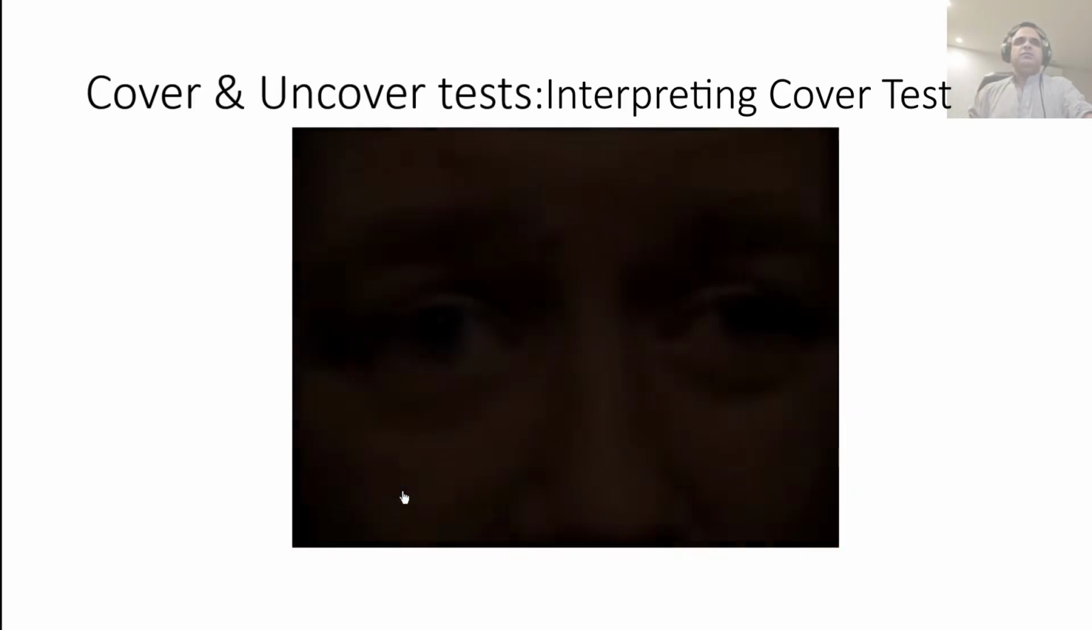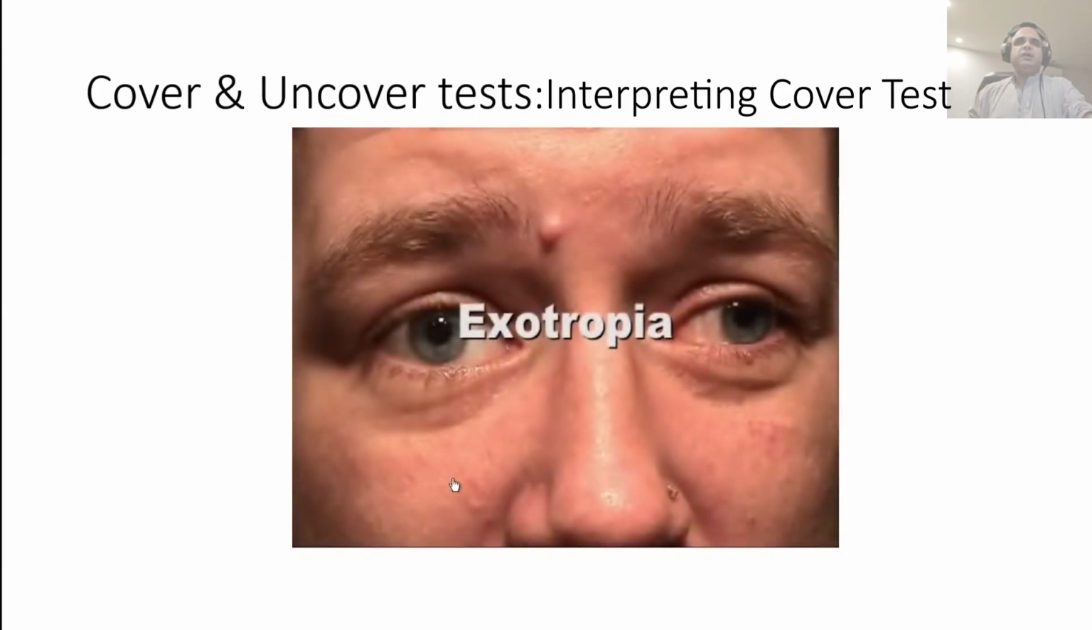So we are now going to take on a patient who has an outward deviation, and this is pretty clear. This eye is straight, and this eye is deviated outwards. So we are going to cover the right eye, the good eye, to see what the deviating eye does.